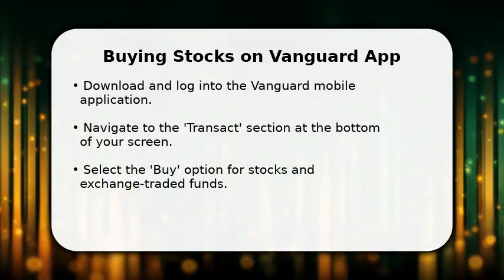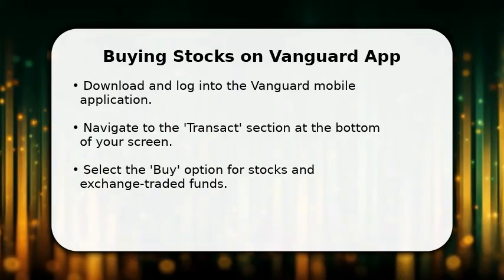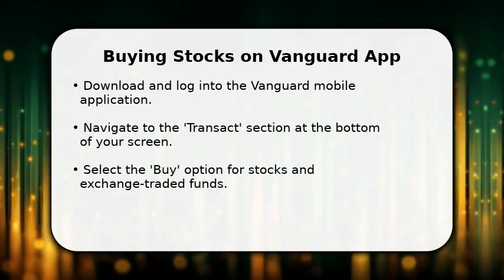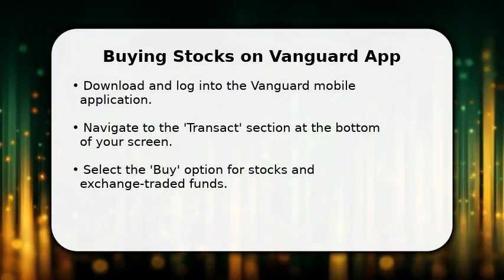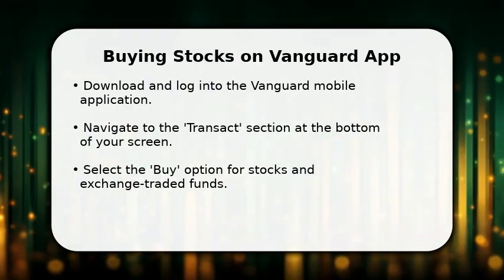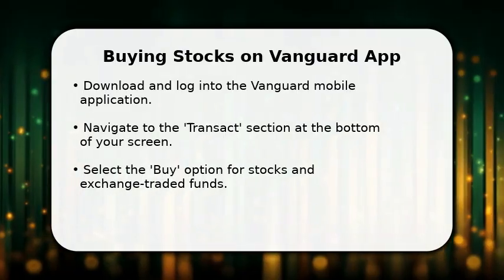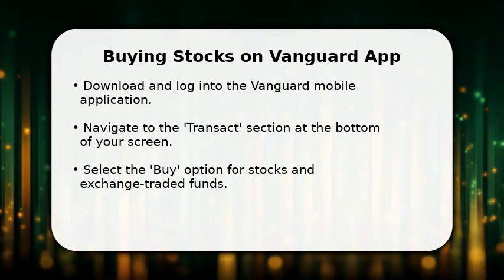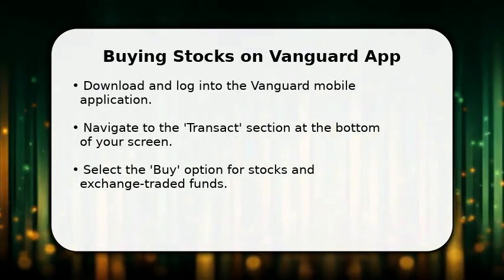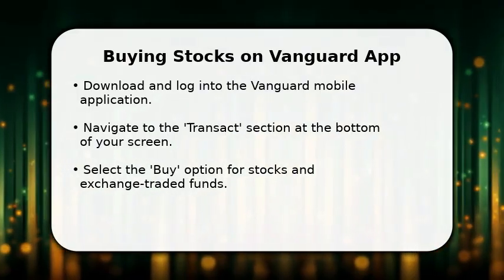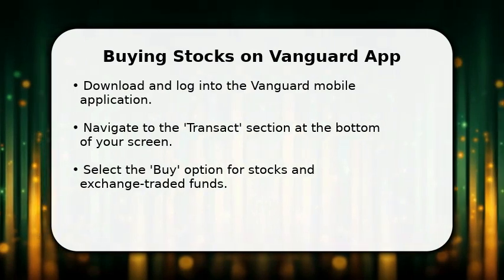In this video, I will explain how to buy stocks on the Vanguard app. First, ensure you have the Vanguard mobile application downloaded and are logged into your account. Once you're in, look for the Transact button, usually located at the bottom of your screen. Tapping this will open up your transaction options. From there, you'll want to select Buy to begin your stock or ETF purchase. It's a straightforward process to get started.